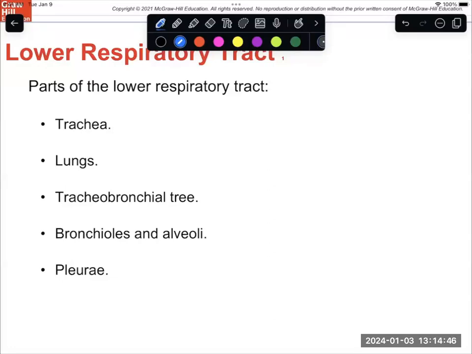Around the lungs, just like we mentioned with the heart, there's that pericardium. The lungs also have a double-layered membrane that's wrapped around them. It is known as a pleura.